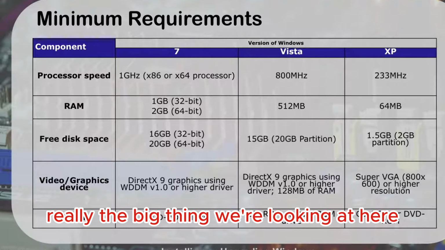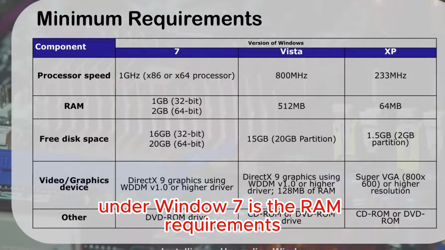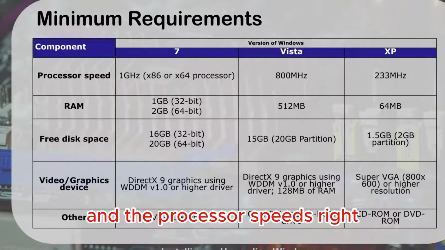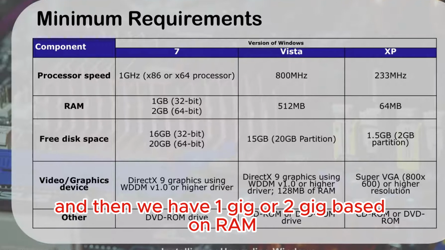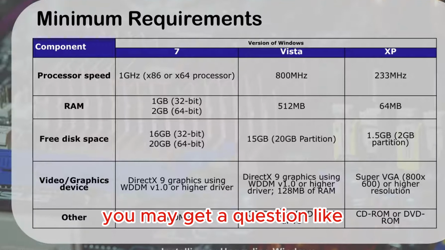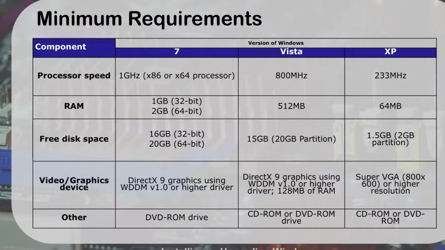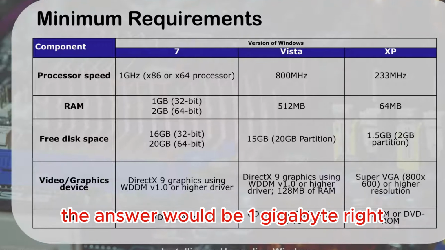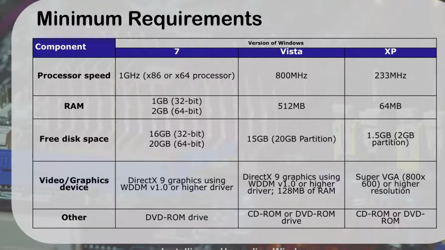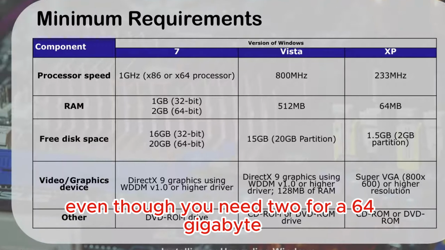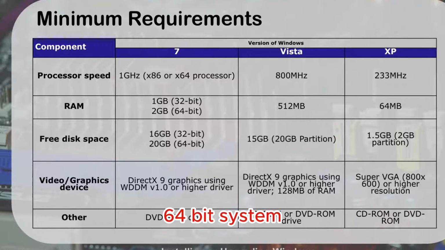But really the big thing we're looking at here under Windows 7 is the RAM requirements and the processor speeds, right? 1 gigahertz is speed, and then we have 1 gig or 2 gig based on RAM. You may get a question like, what is the minimum amount of memory needed to install Windows 7? The answer would be 1 gigabyte, right? Because that's the minimum, even though you need 2 for a 64-bit system.